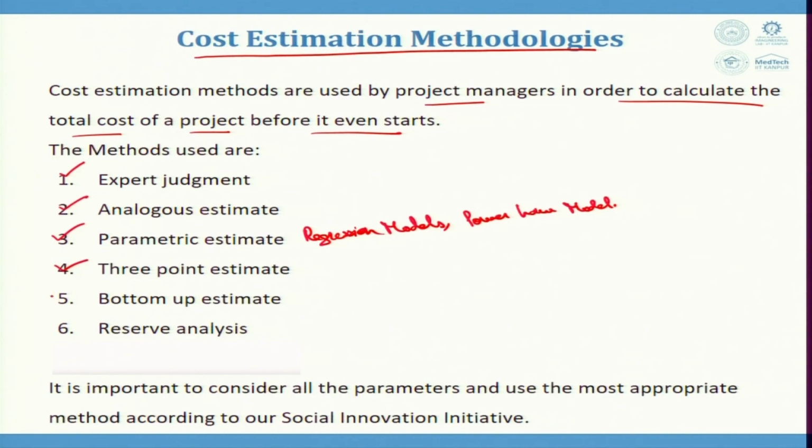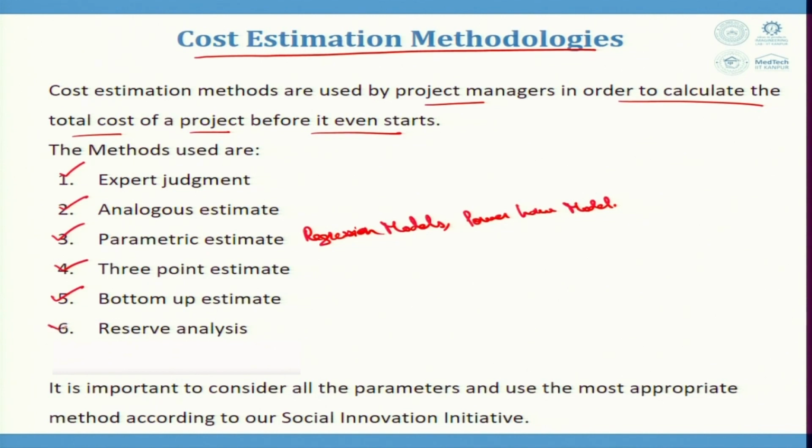Then comes the bottom up estimate. As I talked about bottom up and top down estimates in the last lecture, bottom up estimate is a detailed and comprehensive approach of breaking down a project into smaller components, then estimating the cost of each component or individual element, then estimating the overall project cost. This is what bottom up estimate is, and this will be discussed.